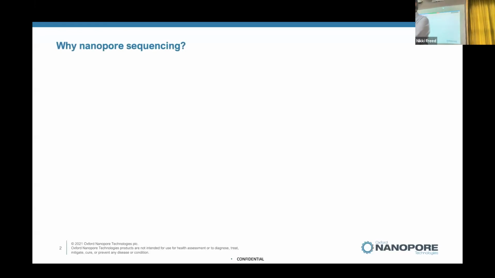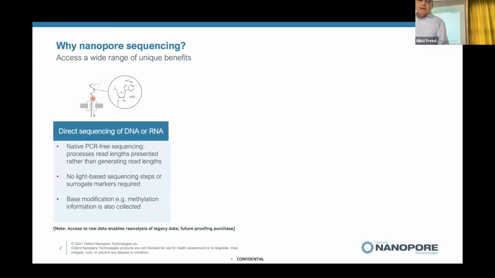So why would you use nanopore sequencing? Well, you can access a range of abilities and benefits that you can't get with any other single technology. You can probably get it with a variety thrown in together, but not one single technology will deliver this. Sequencing DNA and RNA directly. I mean, we do sequence amplicons. In fact, we do them beautifully.